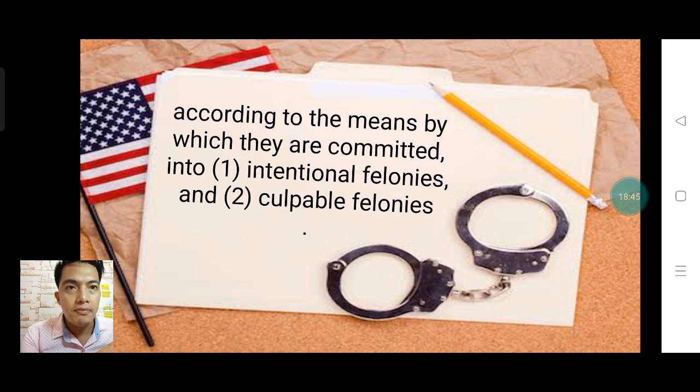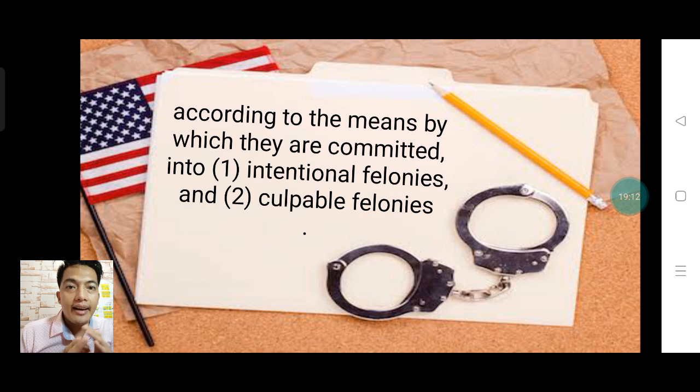nahimong culpable felonies. Now, kay nahimong siya culpable felonies, there is fault when the wrongful act results from imprudence, negligence, lack of foresight, and lack of skill. Nawala man si intent, nisulod diri si imprudence, negligence, lack of foresight, and lack of skill. Nasabdan.